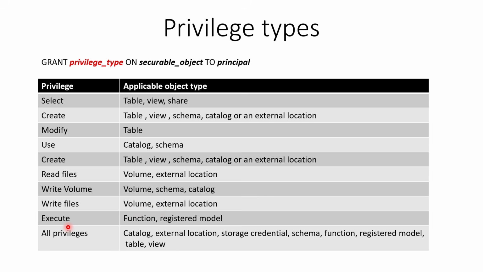The execute allows a user to invoke a user-defined function or load a model for inference. The all privileges is used to grant or revoke all privileges applicable to a securable object and its child objects without explicitly specifying them. When all privileges is revoked, only the all privileges itself is revoked. Users still retain any other privileges that are granted to them separately.